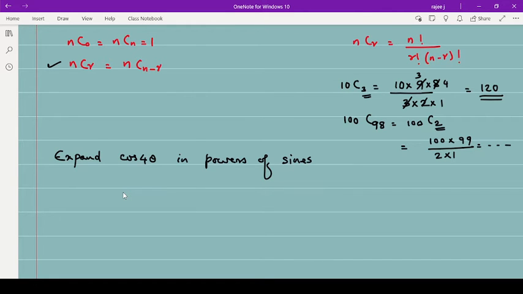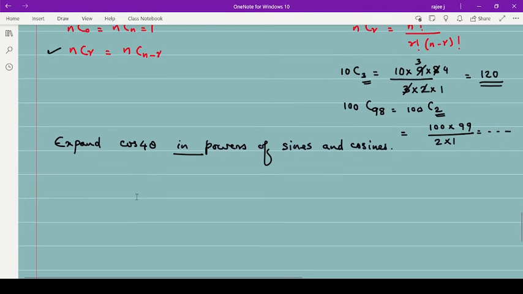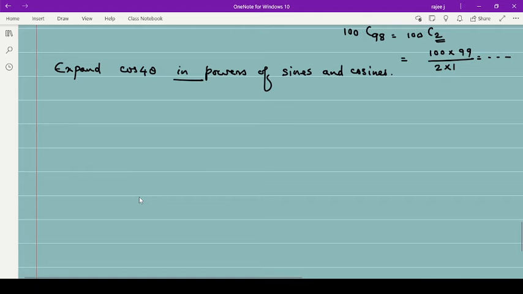Sines and cosines. So when we want to expand like this, we know only the binomial expansion and De Moivre's theorem. So to find cos 4 theta, just consider (cos theta plus i sin theta) to the power 4.